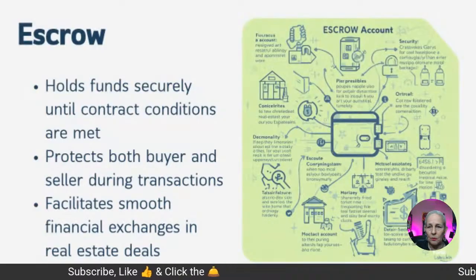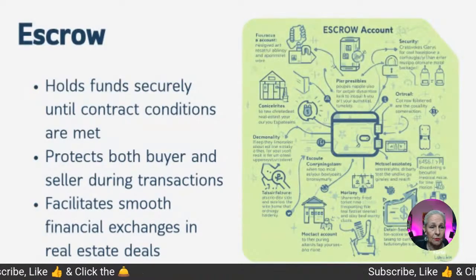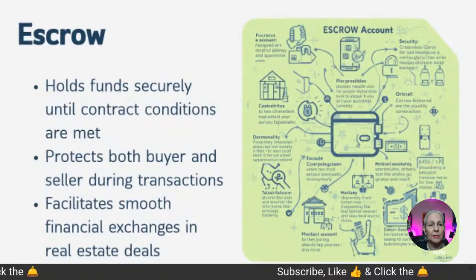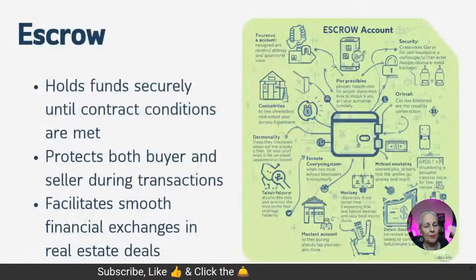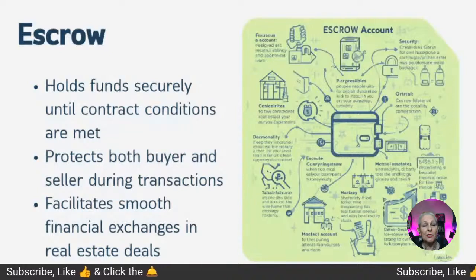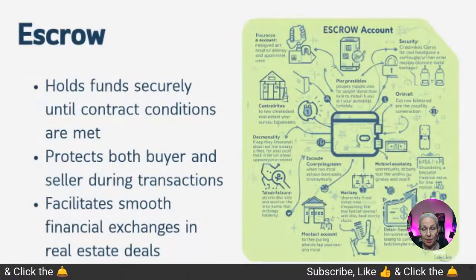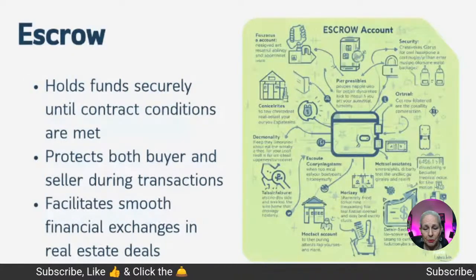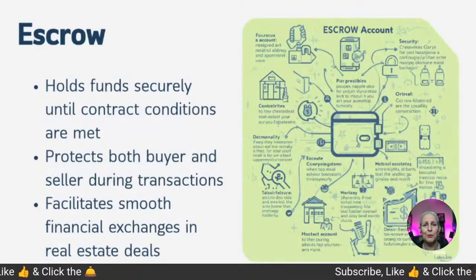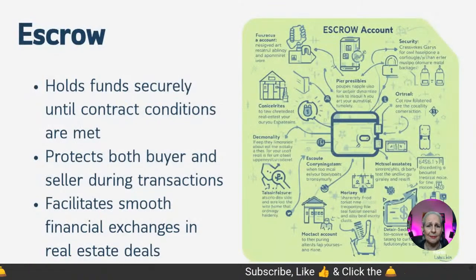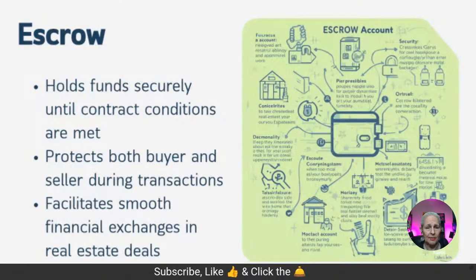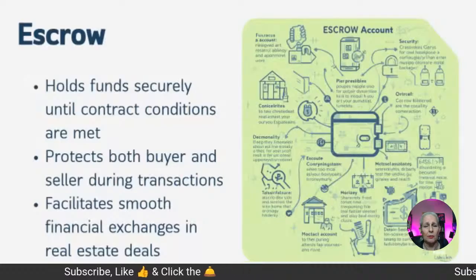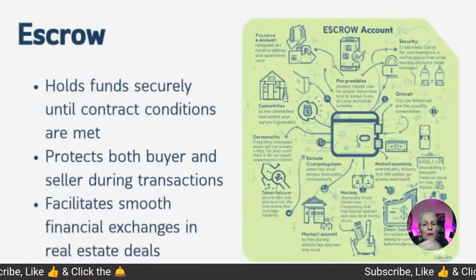Okay, escrow. What is escrow? There are different types of escrow. So escrow holds funds securely until contract conditions are met. So when there's a contract, the earnest money, that is good faith money, showing the seriousness of the buyer, is delivered to the title company, either by the client or by the realtor or the broker. And it's put in an escrow account, in their trust account for that transaction. And it's held there until the property goes to closing.